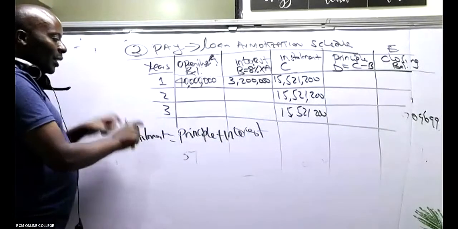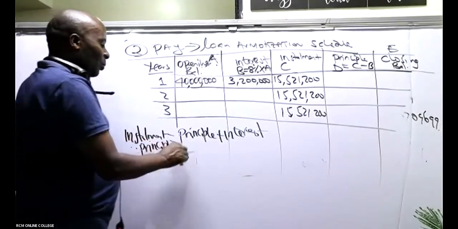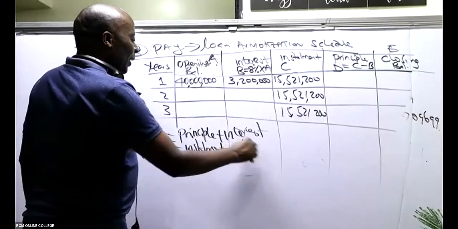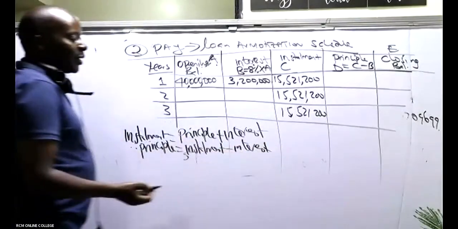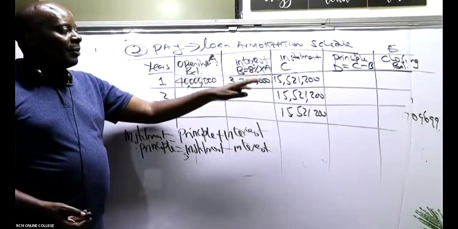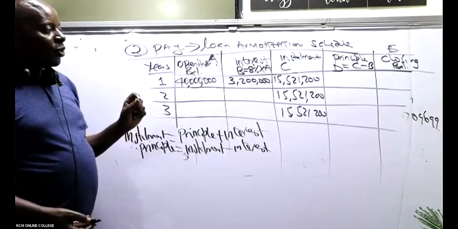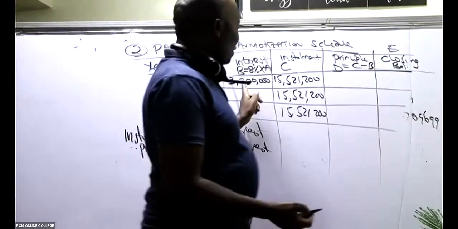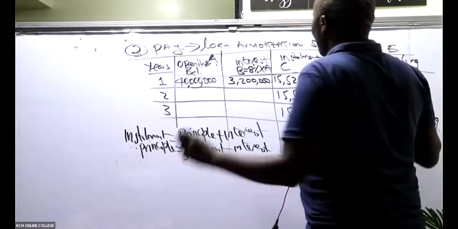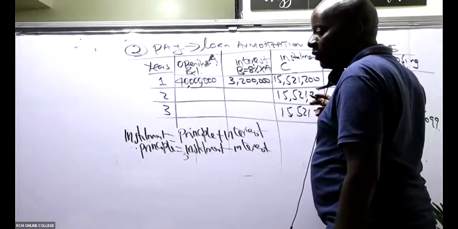Now that I have installment and I have the interest, then to get principal is very easy. I will take the installment minus what here? Minus interest. So I will take the installment that I have paid minus the interest. So basically, I'm taking column C minus column B. Interest is column B. So in this case, 15,521,200 minus 3.2 million gives me how much principal?